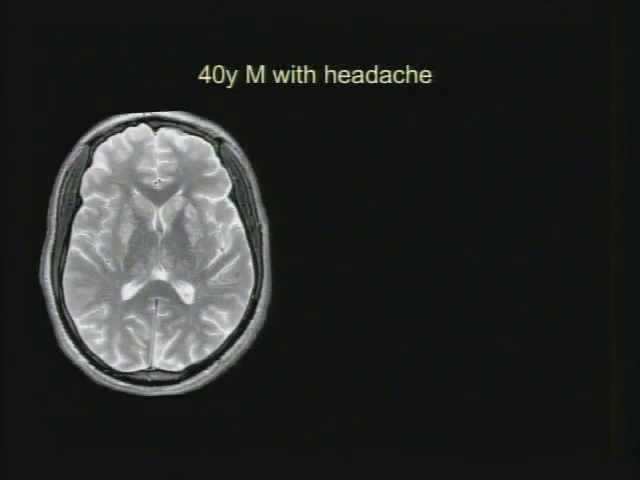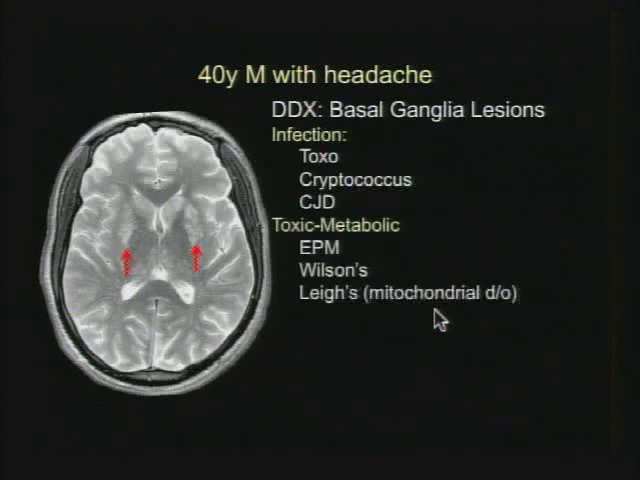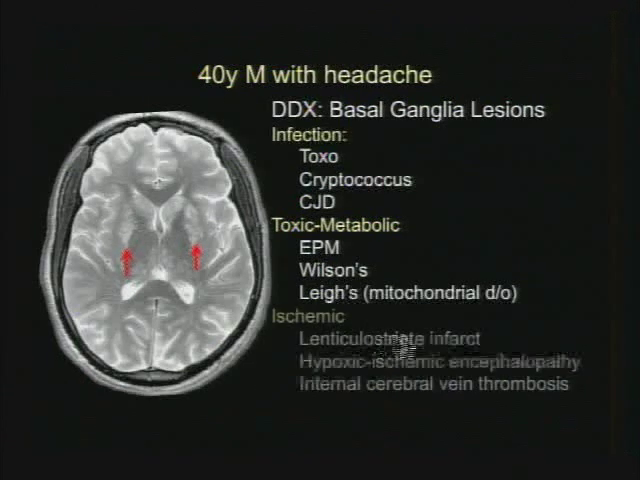So this next patient is a 40-year-old male with a headache. And you can see on the T2, we have abnormality in bilateral caudate heads, in the putamen bilaterally, and even in the thalami bilaterally. So we're going to pause here for a differential on basal ganglia lesions. So of course, infection, toxoplasmosis, Cryptococcus, and CJD. Toxic metabolic abnormalities, so extrapontine myelolysis, and also mitochondrial disorders and Wilson's disease.